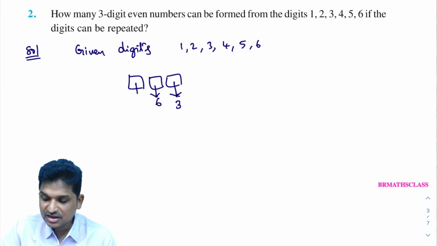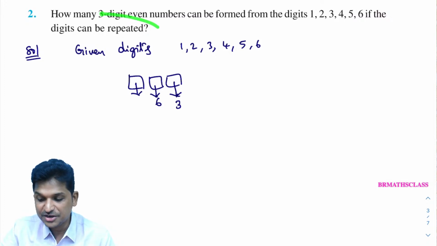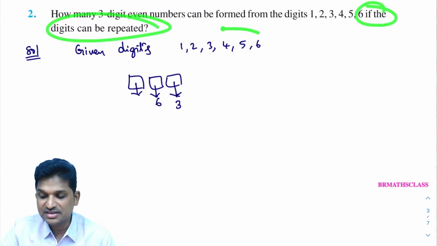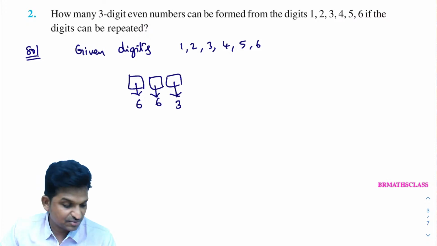What about this box? This can be filled in how many ways? Repetition of digits is allowed here. So total 6 digits are there. So this can be done in 6 ways.